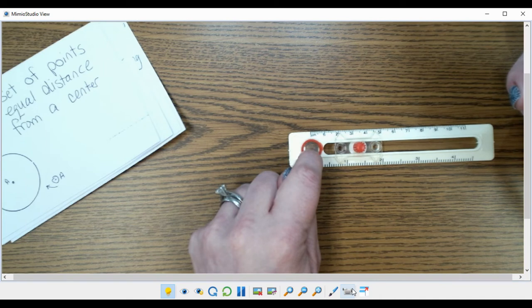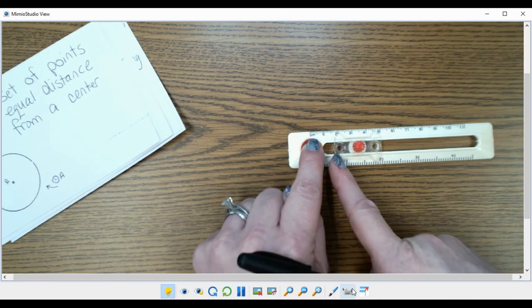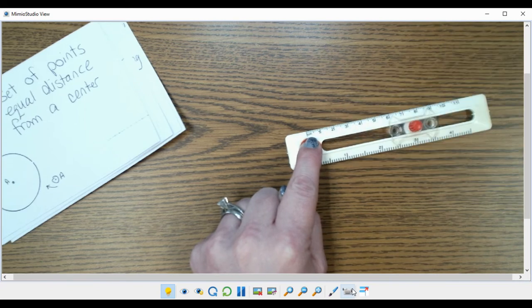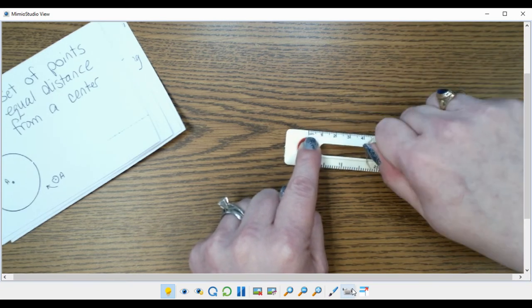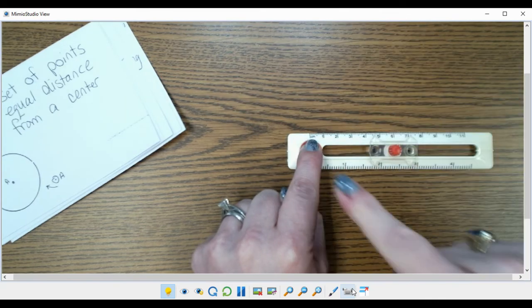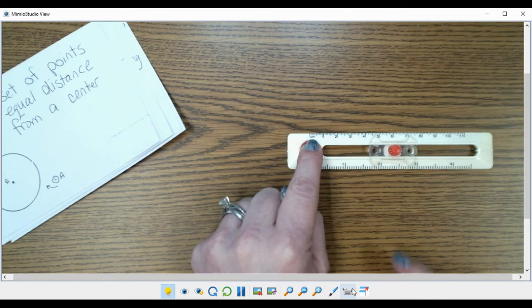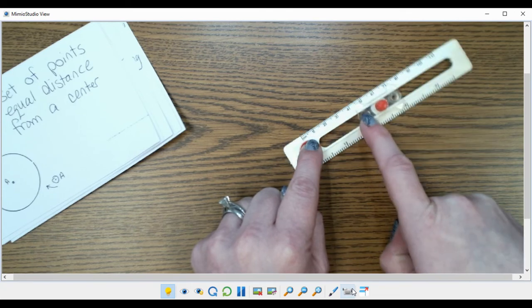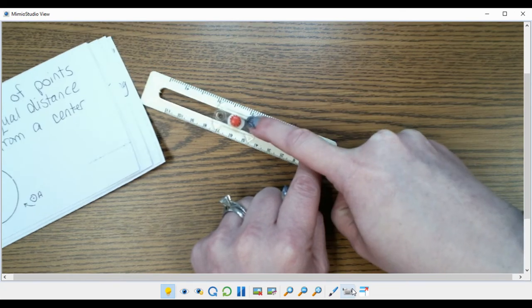So I'm going to make a point, and then I'm going to hold this here. I'm going to put my pen in one of these dots, and you can change how far away. That's going to change the size of your circle, okay? And then it just swings around. And by holding my finger in the same spot, and by keeping the pencil the same distance, it makes a perfect circle all the way around.